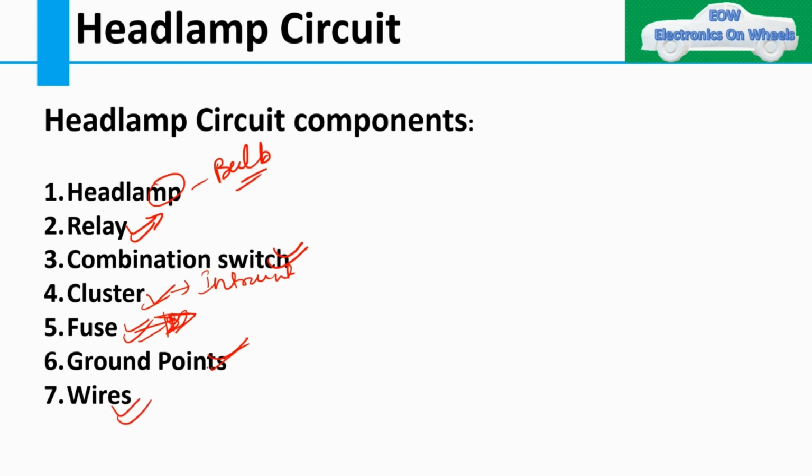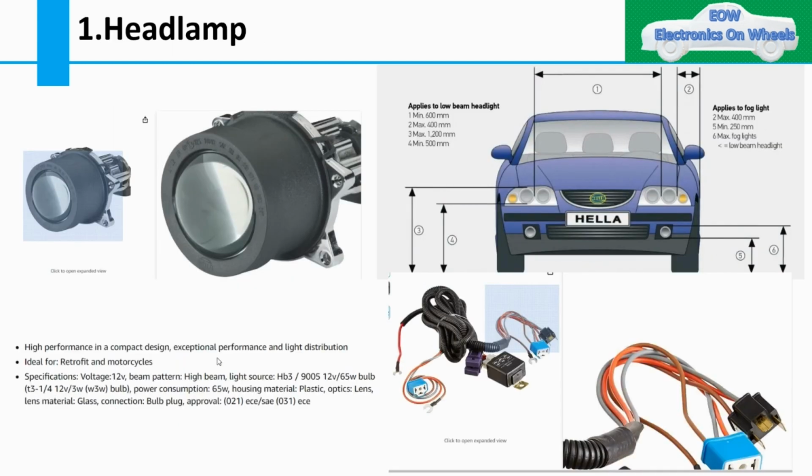Then we will see the wires, and what type of wire we will use. If time permits, I will try to explain the wires also, what type of wire we have to use, what should be the CSA of that particular wire, and how to select the colors as well. So let's start with the headlamp. The first part is the headlamp.